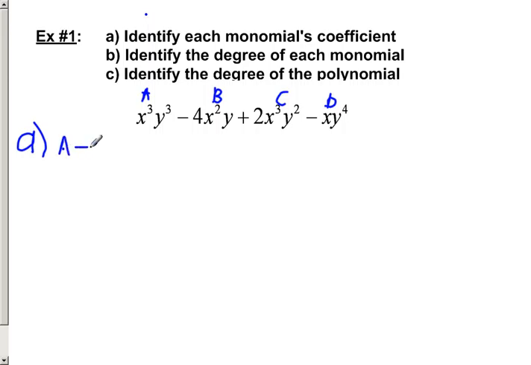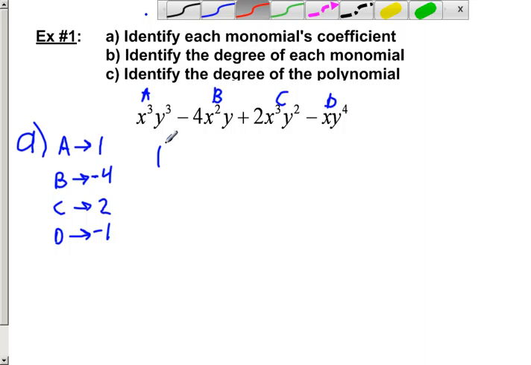So for part A, it says identify each monomial's coefficient. For monomial A, the coefficient would be the number out front being multiplied. And when nothing's there, we assume that to be 1. For monomial B, the coefficient would be negative 4. Should be a negative. There we go. For monomial C, the coefficient would be a positive 2. And then for monomial D, the coefficient, again, the number in front being multiplied, would be negative 1. All right, so review of monomials and coefficients. Let's switch up color, shall we?